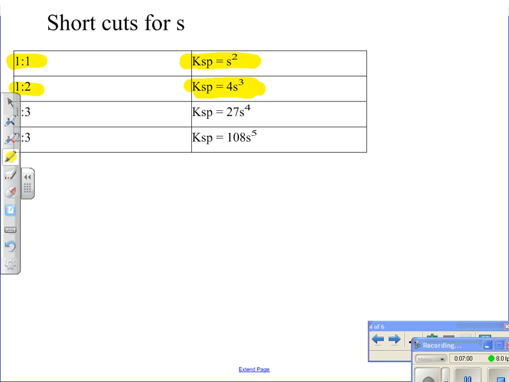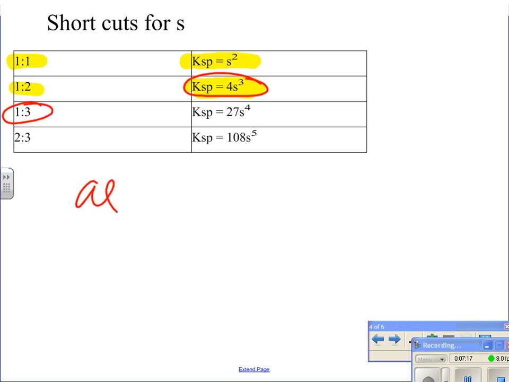Do you have to do the ICE table? If it was the AP exam, yes. But if you realize it's 2 ions, you could just say S squared is equal to Ksp. We already did this example twice, actually. There's that one. What if it's a 1-to-3 ratio of ions? So something like, let's say you were breaking up aluminum chloride, and it was a solid. And so it's going to be a 1-to-3 ratio, 1 aluminum for every 3 chlorides. Your Ksp will be equal to 27S to the 4th.